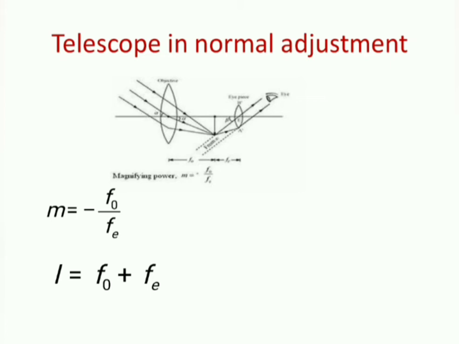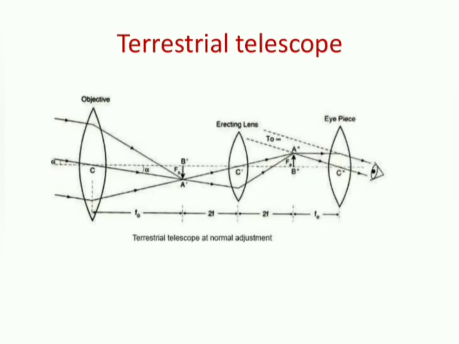And this is for normal adjustment of your refracting telescope. If your image is at infinity, then magnification will be minus F naught by Fe. Here the minus sign indicates the image is inverted with respect to the object, and length is F naught plus Fe. And because a refracting telescope has some defects, chromatic and spherical aberration, we have designed a Cassegrain's telescope.